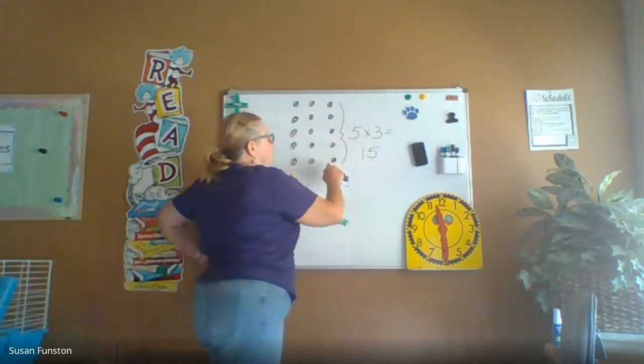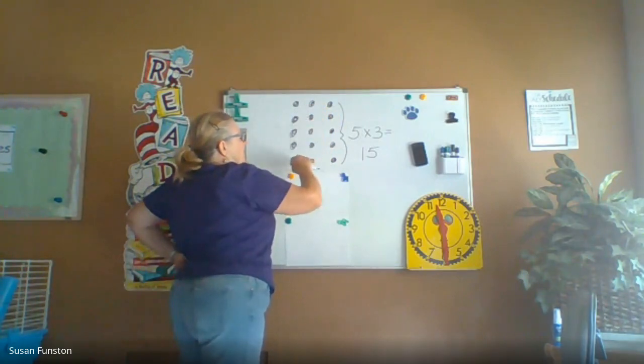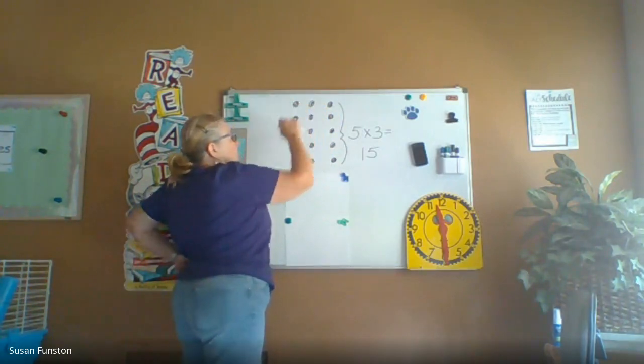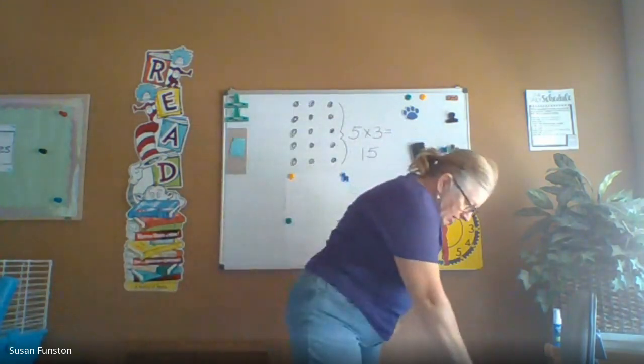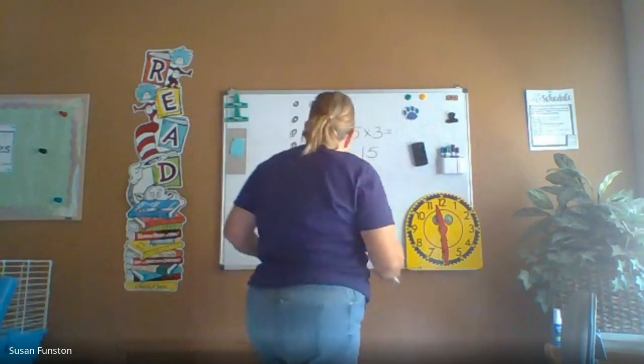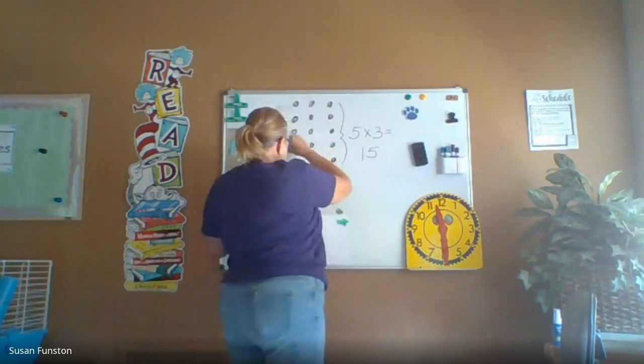Let's check our answer. 1, 2, 3, 4, 5, 6, 7, 8, 9, 10, 11, 12, 13, 14, 15. So now I have, let me move one of these, and I'm going to show you 2 more rows.